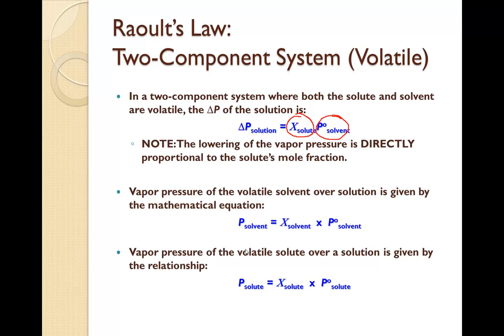Vapor pressure of a volatile solvent over a solution is given by the mathematical equation: the pressure is equal to the mole fraction of the solvent times the vapor pressure of the pure solvent. The vapor pressure of the volatile solute over the solution is given by the relationship of the pressure of the solute is equal to the mole fraction of the solute times the vapor pressure of the pure solute. These things added together will give you the pressure of the overall system.